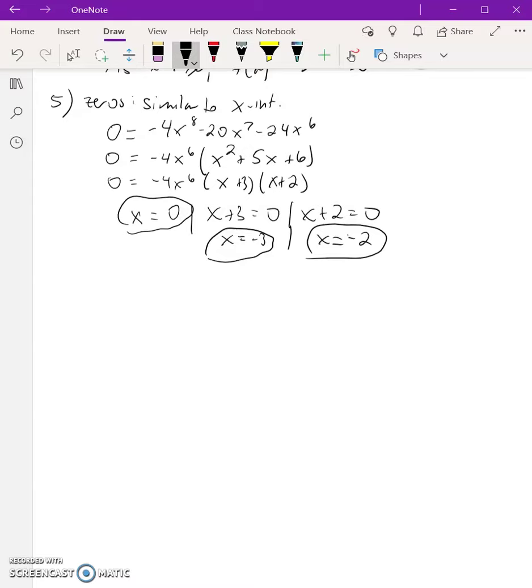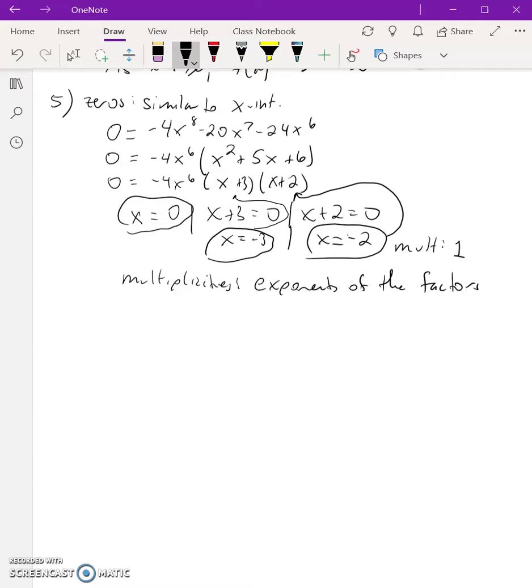Now the multiplicities, these are going to be the exponents of the factors. So if we look at this x plus 2, this guy has a multiplicity of 1, because that's the exponent of the x plus 2 term.